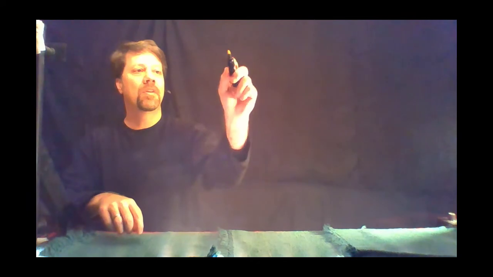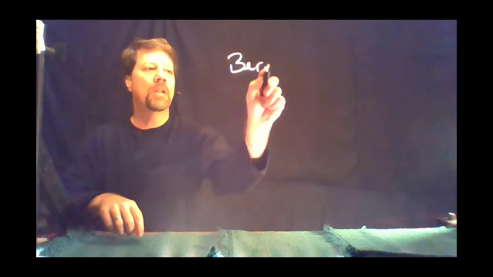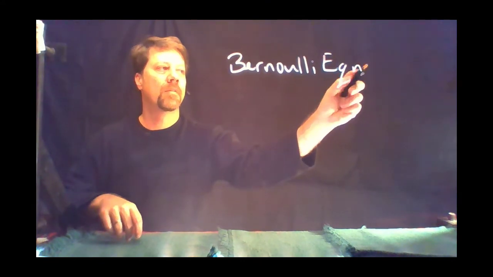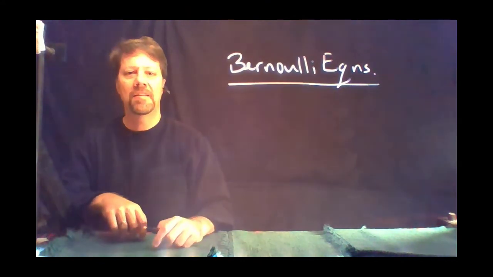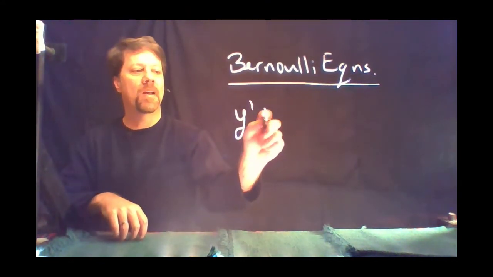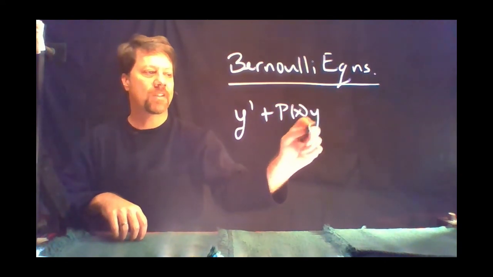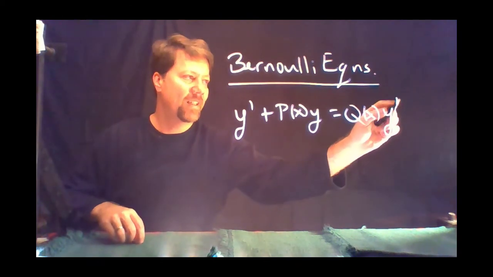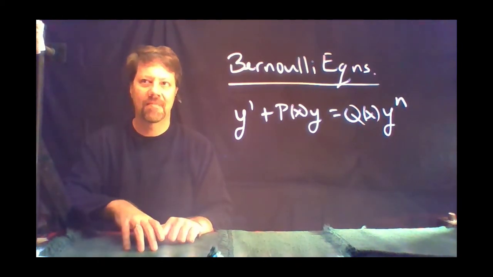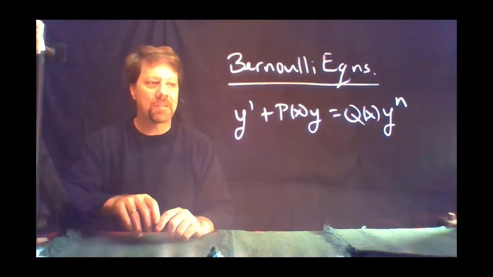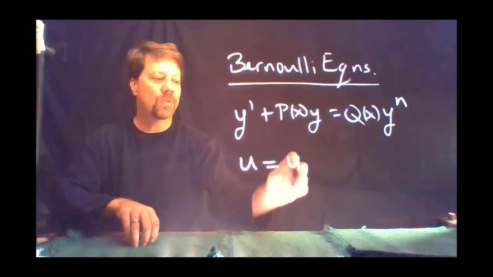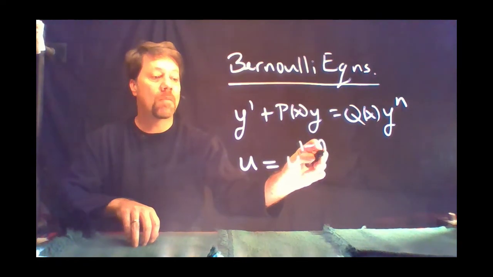There is a related class of differential equations called Bernoulli Equations. These have the form y prime plus p of x y equals q of x times y to the n. The key to solving Bernoulli equations is to make a change in variable: u equals y to the 1 minus n.